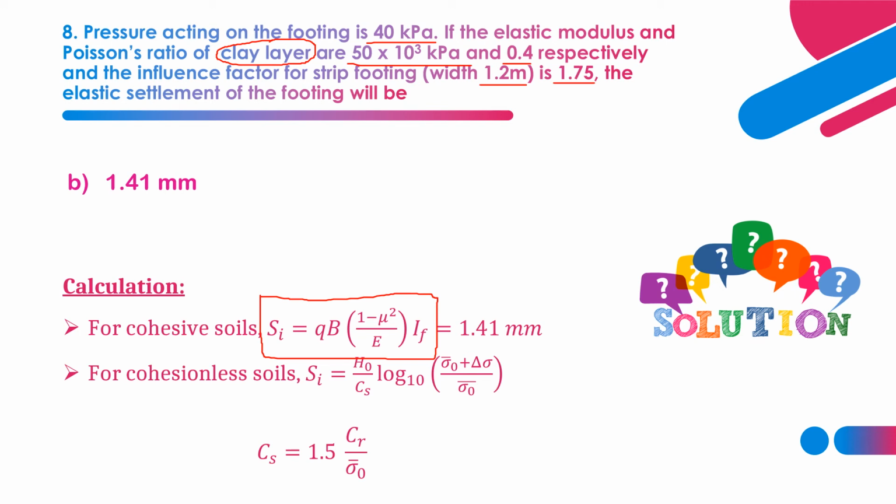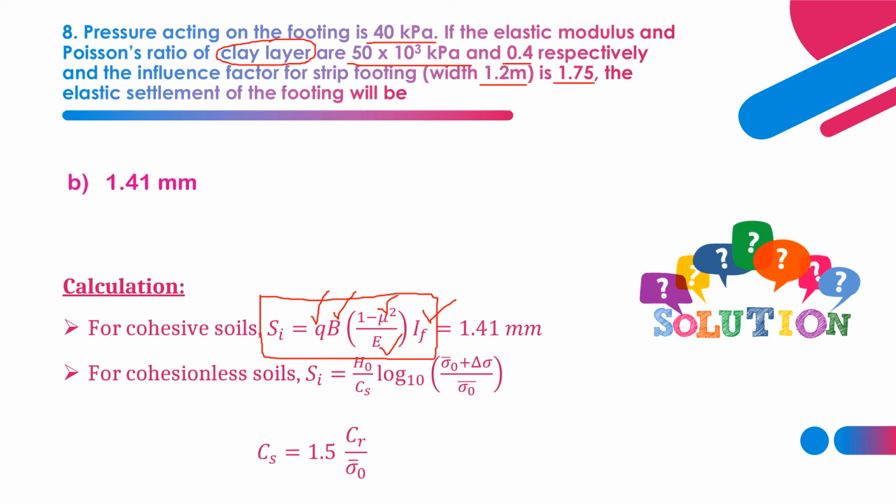What is Q? They have given pressure. Pressure acting on footing as 40 kilopascal. So Q is given. What is B? Width of strip footing. What is that? 1.2 meter. 1 minus nu square. What is nu? Poisson's ratio. They have given us 0.4. What is E? Elastic modulus or Young's modulus? 50,000 kilopascal. Substitute here. What is influence factor? 1.75.